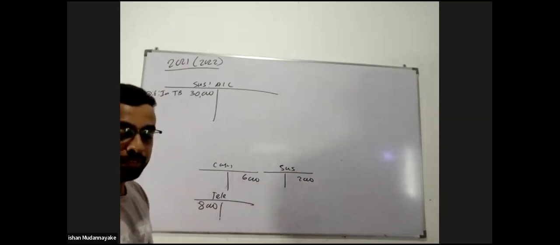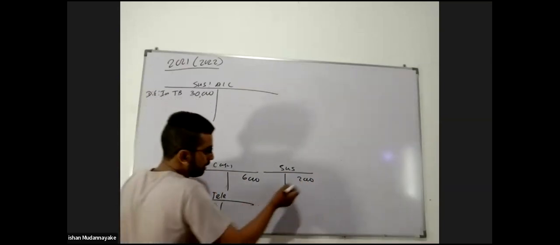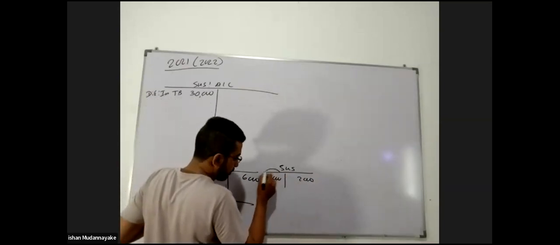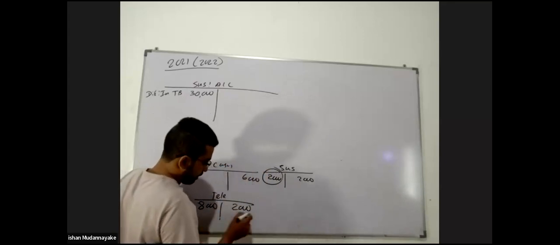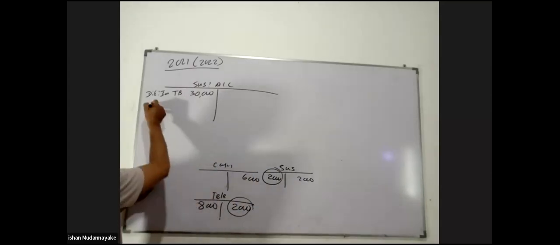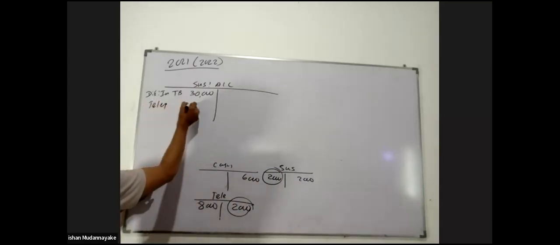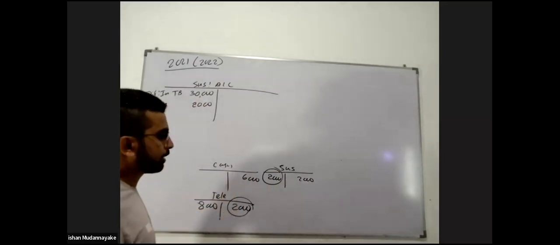At the end of the period, the suspense account balance should be eliminated, removed. Now how to correct? Suspense account debit 2,000, telephone charges account credit 2,000.